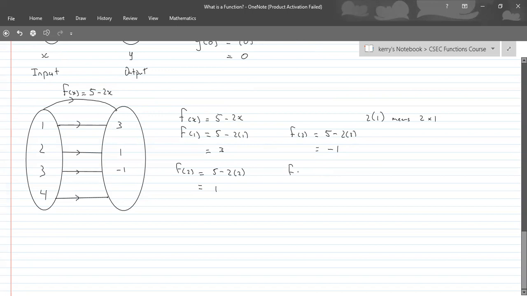And last, f of 4 is 5 minus 2 into 4, which is 5 minus 8, which will give us negative 3. So this here is your relations. I know when we talk about functions, it's just a specific type of relation.